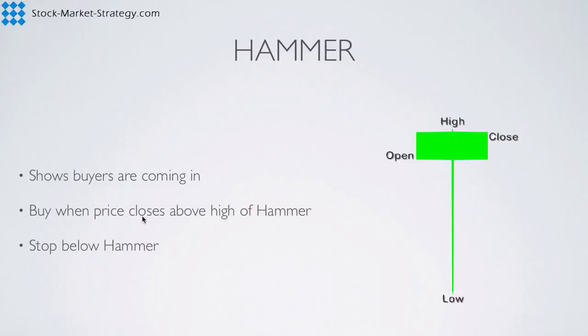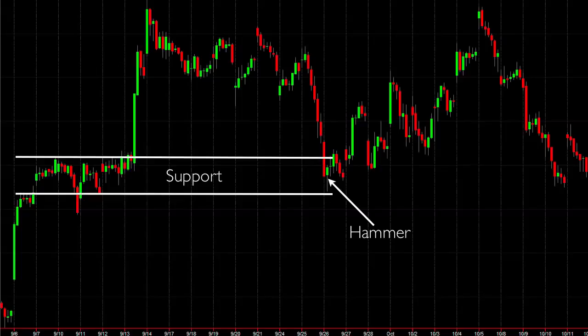So you buy when the price closes above the hammer. That means the next candlestick closes above the high of this hammer, and the stop will then be below the hammer. Let me show you on a chart how that looks.